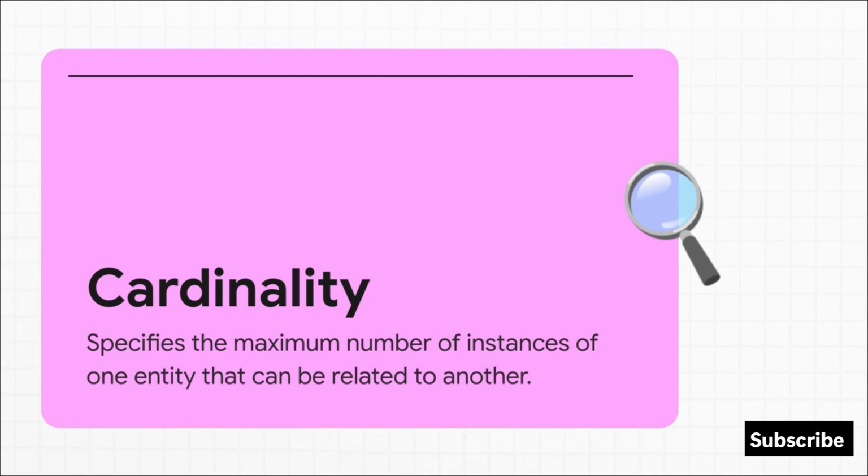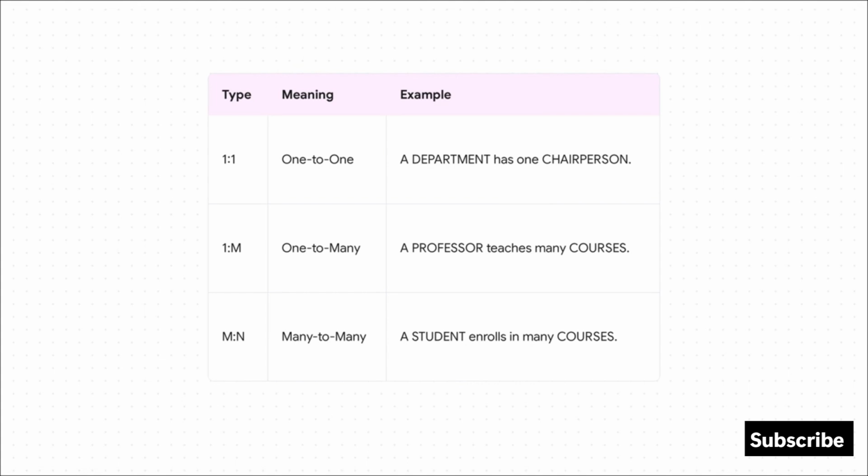All it does is answer one question. What's the maximum number of connections you can have between two of these things? And really, cardinality just boils down to three main types. You've got one-to-one, like how a department can only have one chairperson. Then there's one-to-many. Think about how one professor can teach many different courses. And finally, you have many-to-many, where lots of students can enroll in lots of different courses.